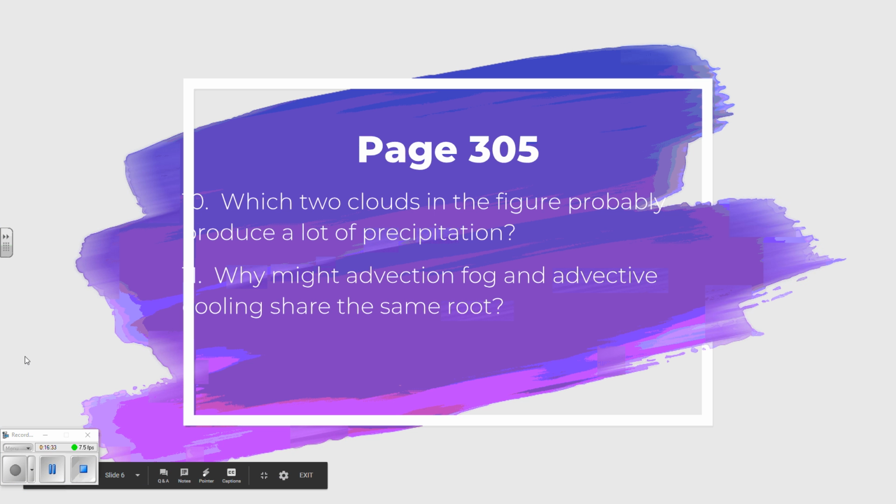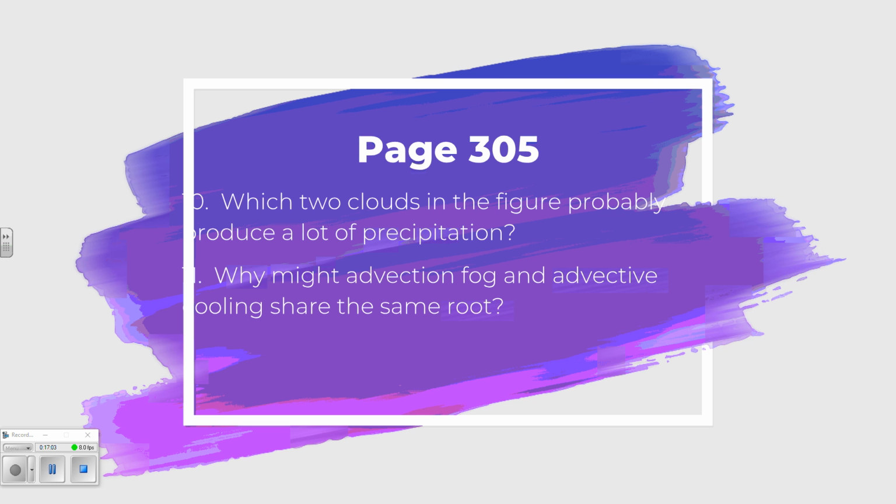Page 305. Which two clouds in the figure probably produce a lot of precipitation? Why might advection fog and advective cooling share the same root? Under the diagram, scientists classify clouds according to their altitudes and shapes. The name of a cloud can give you clues about what type of cloud it is.